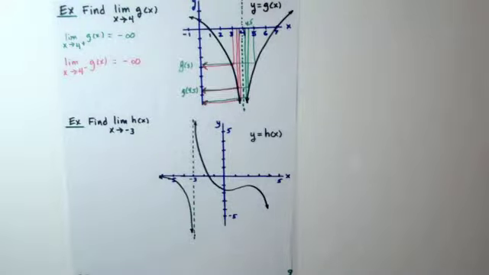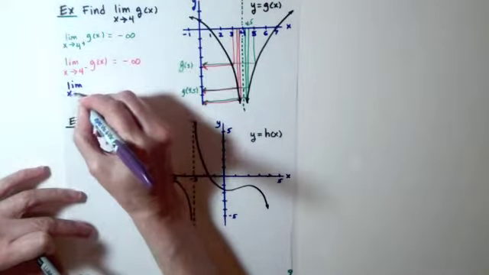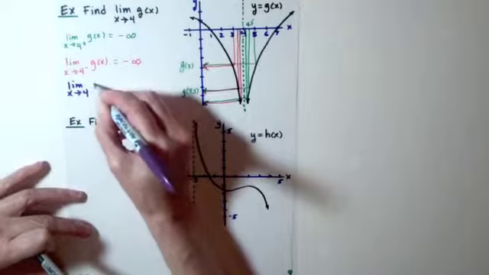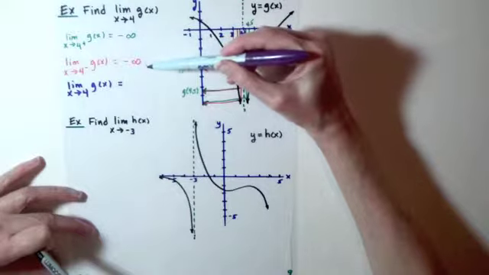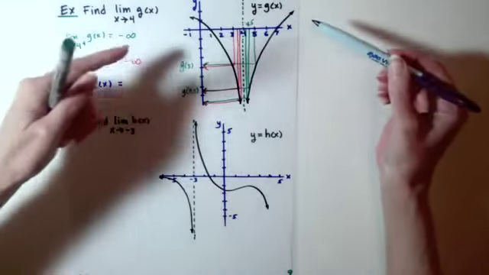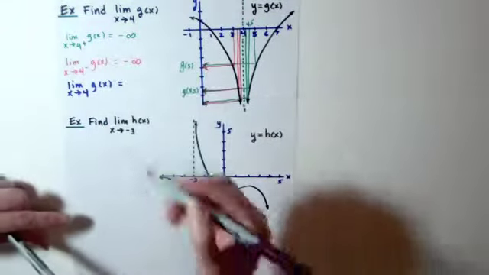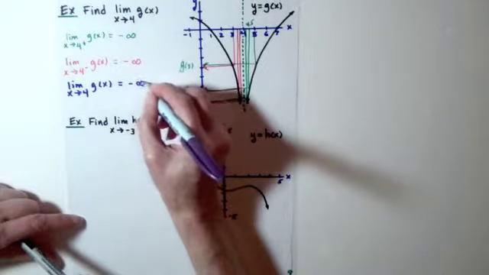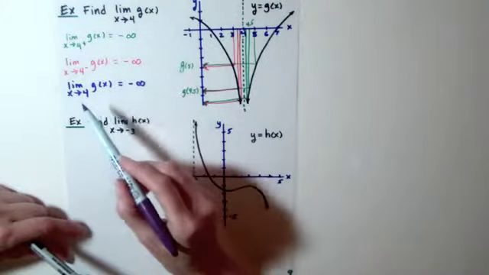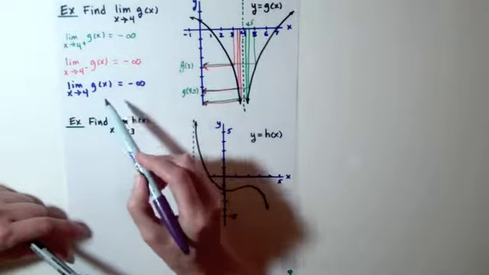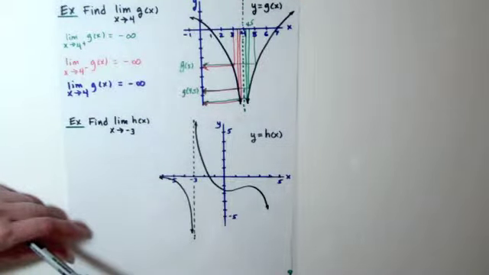What would I write down for the overall limit then of my function? If I want the limit as x approaches 4 from both directions, the right and the left, well, since these are both the same sign, they're both negative infinity, what we are saying is as we approach 4 from both directions, the output values are approaching negative infinity. I would simply write that the limit does not exist because the outputs are approaching negative infinity, and we express that by saying the limit as x approaches 4 of g of x equals negative infinity. Again, it's a specific way of saying the limit does not exist.